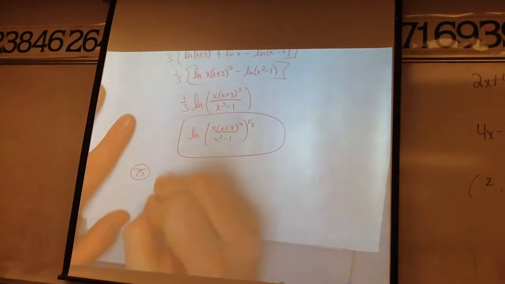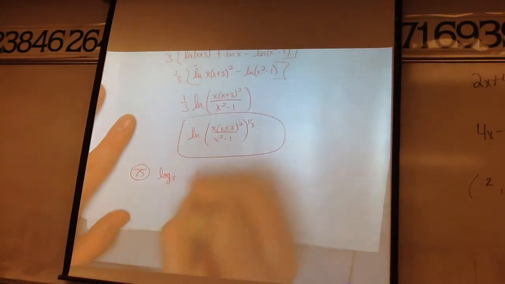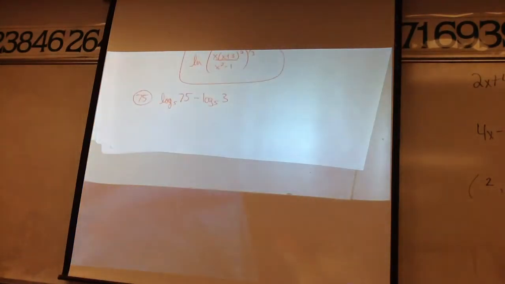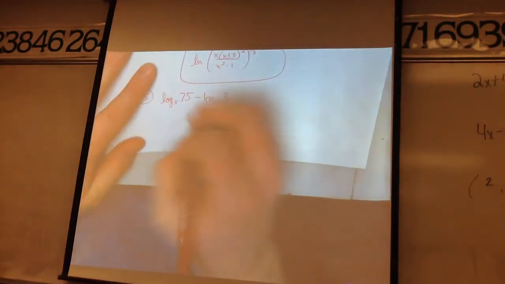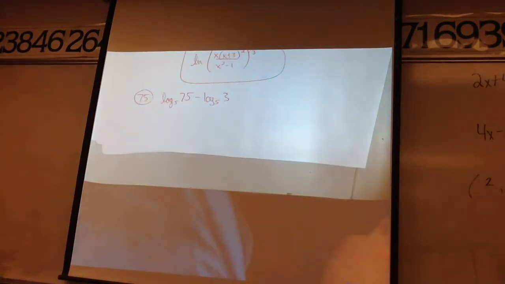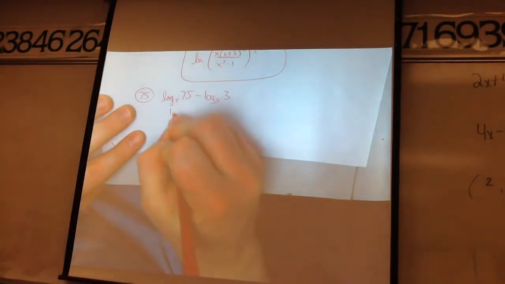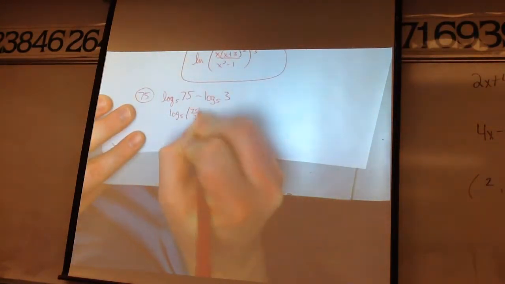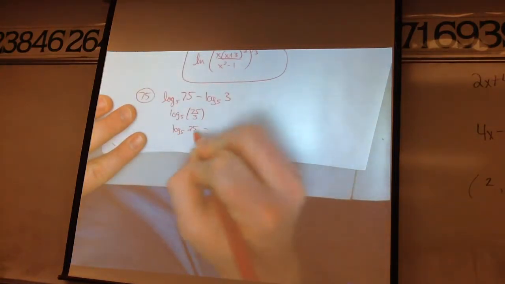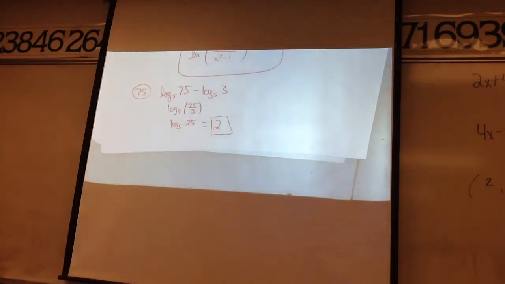Yeah, that's these. Number 75: log base 5 of 75 minus log base 5 of 3. Log base 5 of 75 over 3. So that would be 2. That is correct. Good job. You did it without a calculator. 5 to what power gives me 75? But look at it, it's subtraction. So you go log base 5 of 75 over 3. Oh, hey, that's 25. And log base 5 of 25, 5 to what power gives me 25? 2.